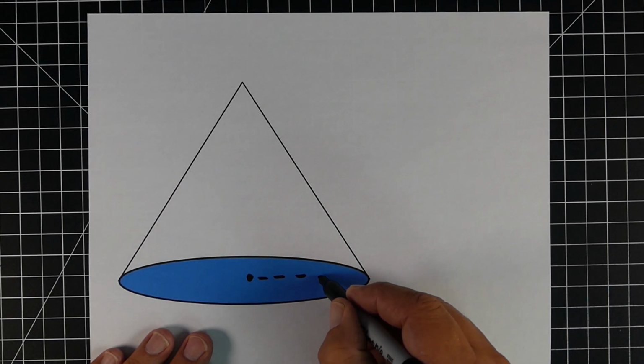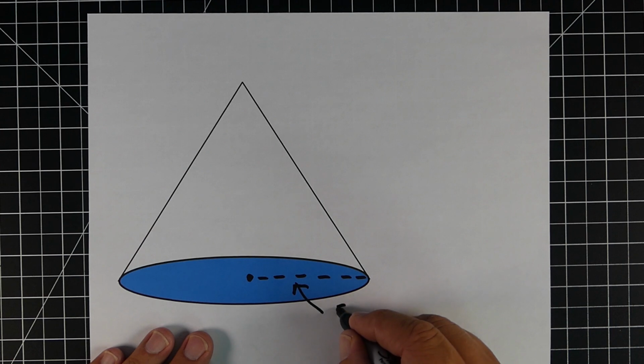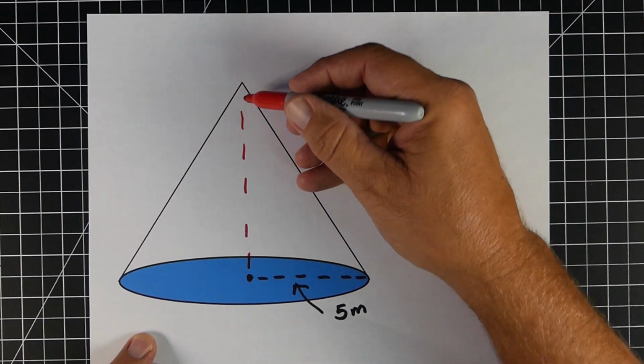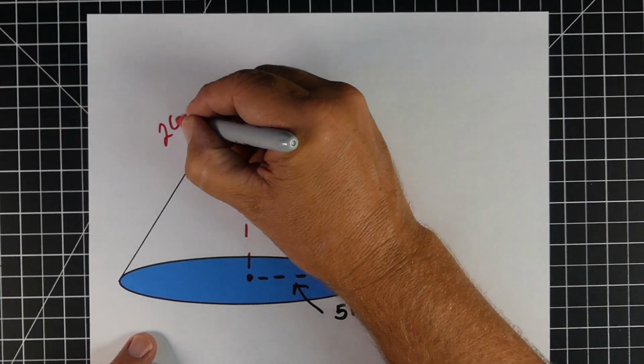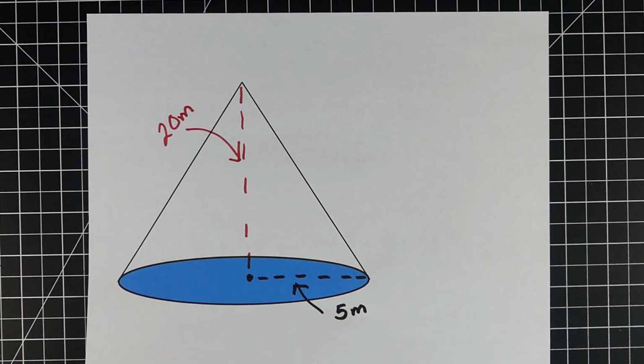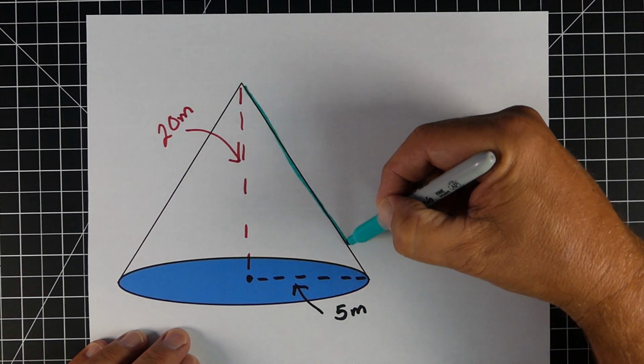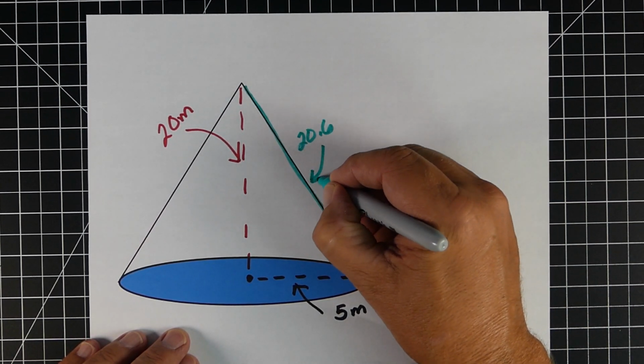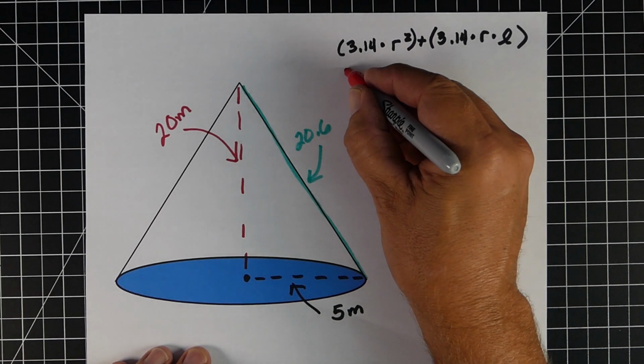Again, we start with the radius, or at least I like to start with the radius. In this particular case, the radius is 5 meters. Then we're going to look at the height again. In this problem, the height is 20 meters. Okay, so pretty tall cone. The slant height is 20.6 meters, so pretty close to the height.